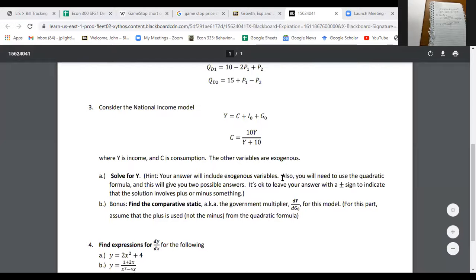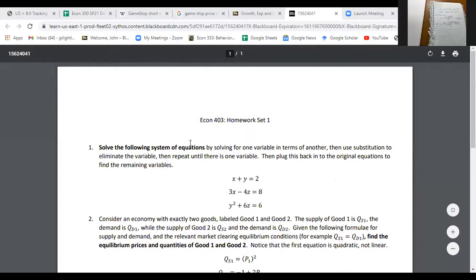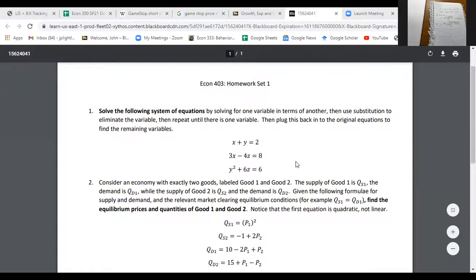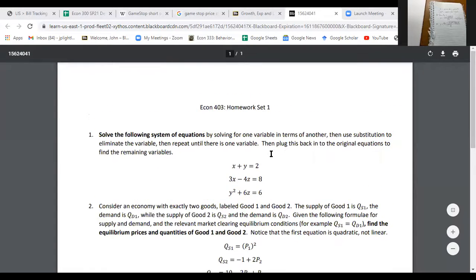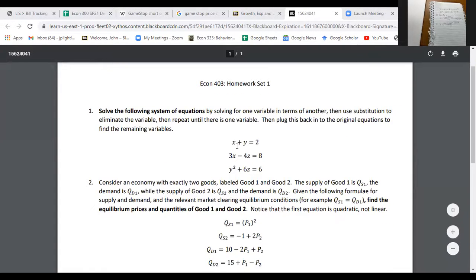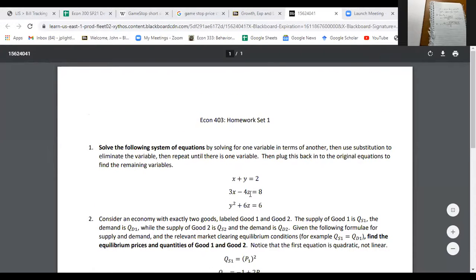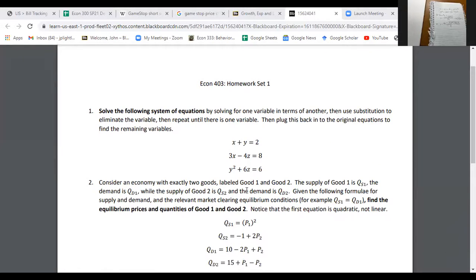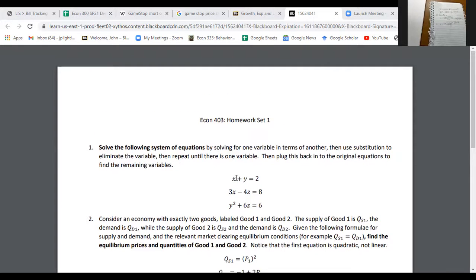You know, I wish I had, okay, so 3 has this thing about exogenous or endogenous, but 1 and 2 don't. 1 and 2 are just models. What am I asking you to do in homework set 1? Solve for one variable in terms of another. Use substitution, okay? So let me give you one that's not exactly this, but similar to this. With an x, a y, and a z. And I want to include a squared term in there too, so that you have to use quadratic equation.